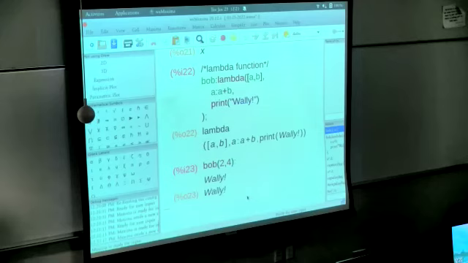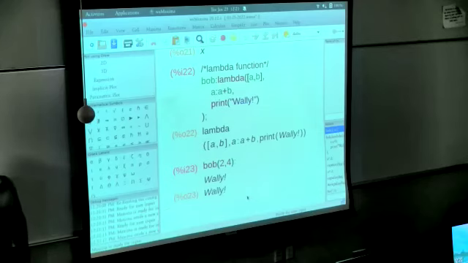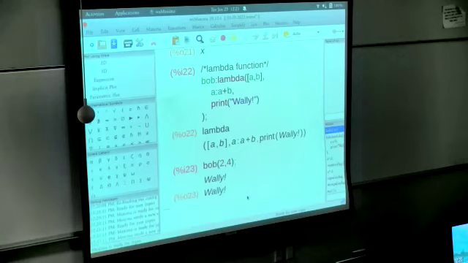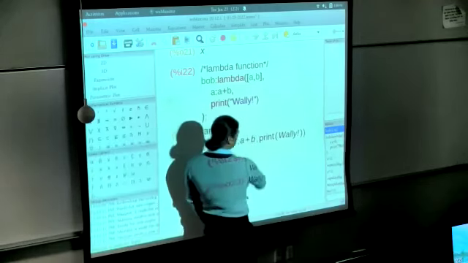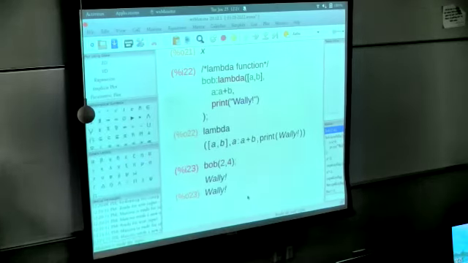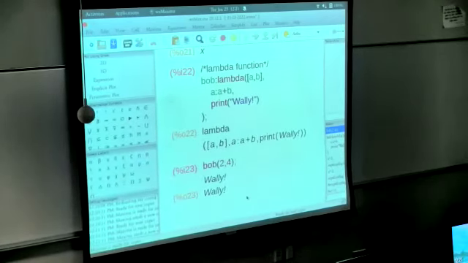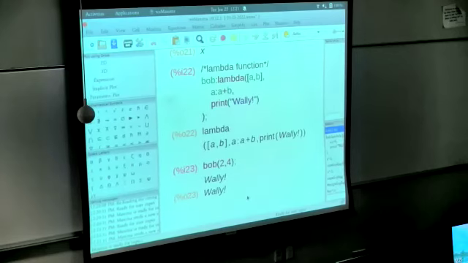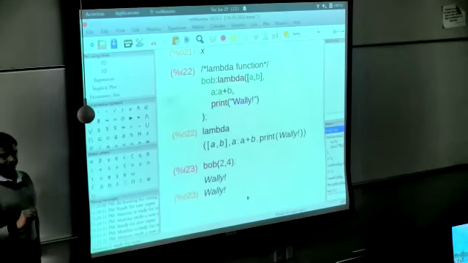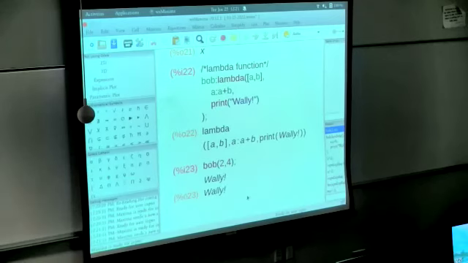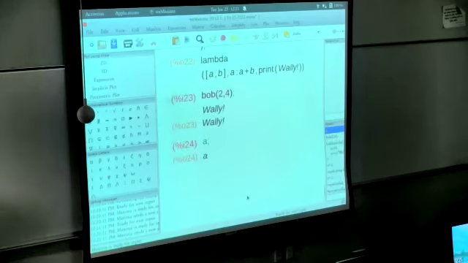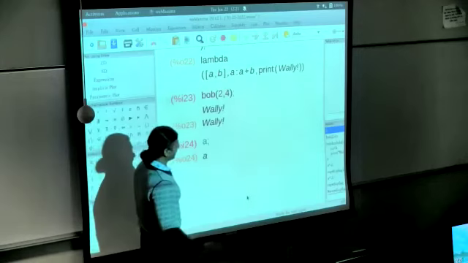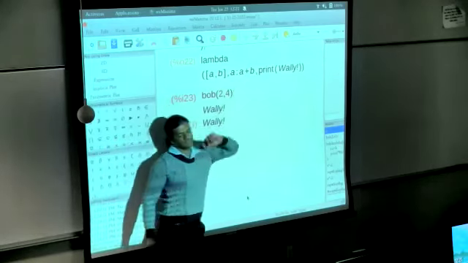What just happened? It printed the very last statement. Do we believe that it executed this statement, A plus B, and assigned it to A? So in other words, is the value of A 6? No. Just like a block function, a lambda function has local scope.